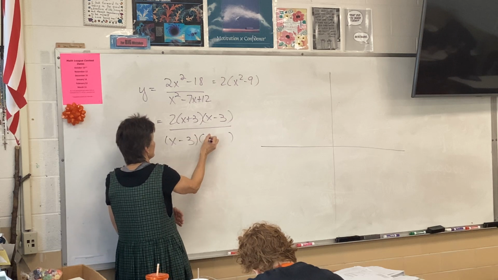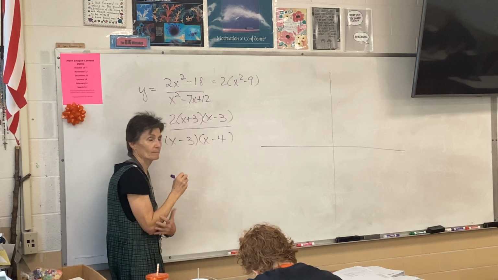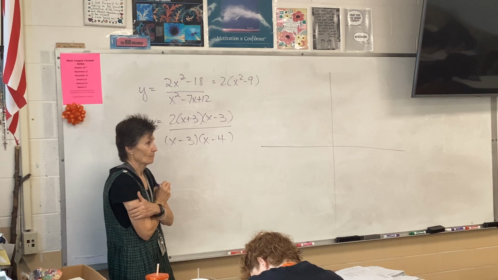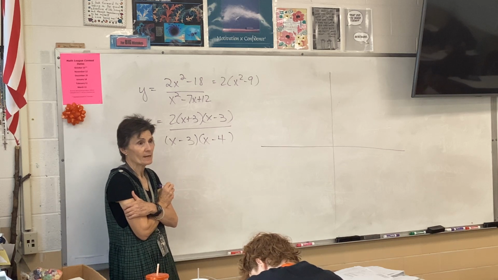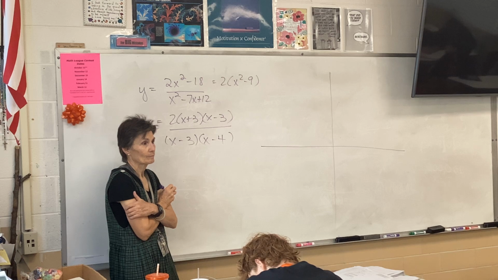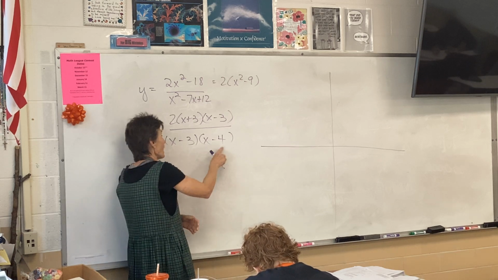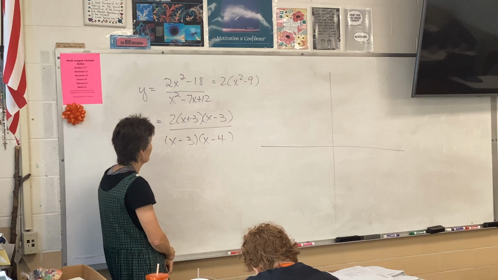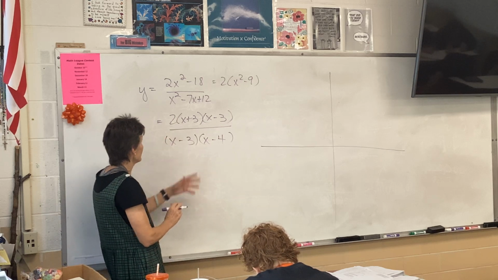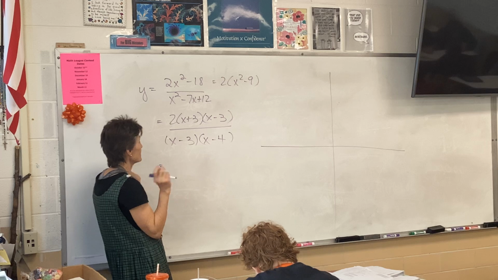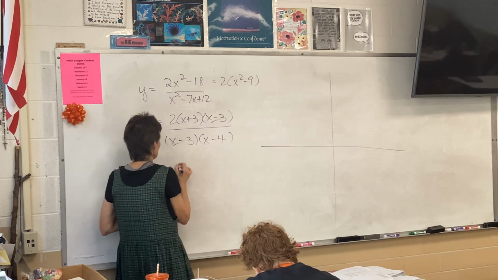How does that factor? Minus 3, minus 4. Is that okay? Practice that on your own if you're struggling with that. Multiply it back, make sure you've got the right combination. We did. This is correct. So what do you notice? Right away you notice you can cancel.